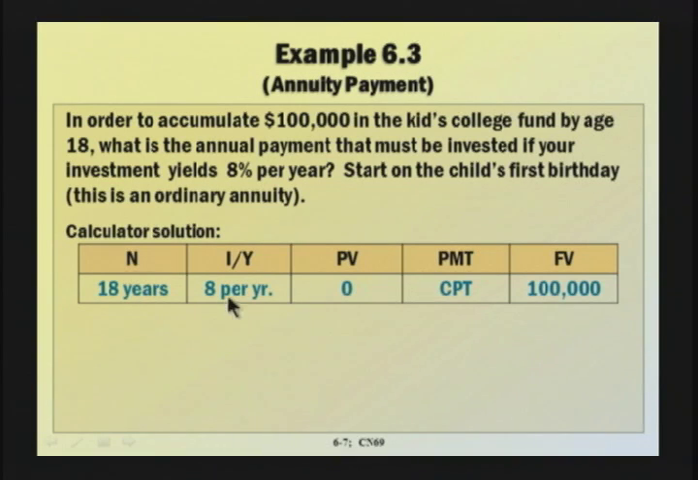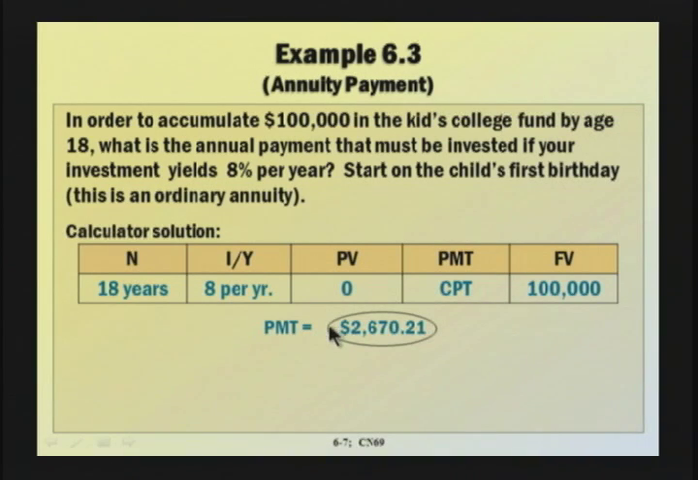You have to understand that this is an annual number of periods and an annual interest rate, and the calculator will give you a payment amount. You have to understand it's the payment per year because you put in years for N and IY. So go ahead and clear your calculator, second clear TVM, enter 18 N, 8 IY, 100,000 future value, and the computed payment amount will be $26.70 and 21 cents.